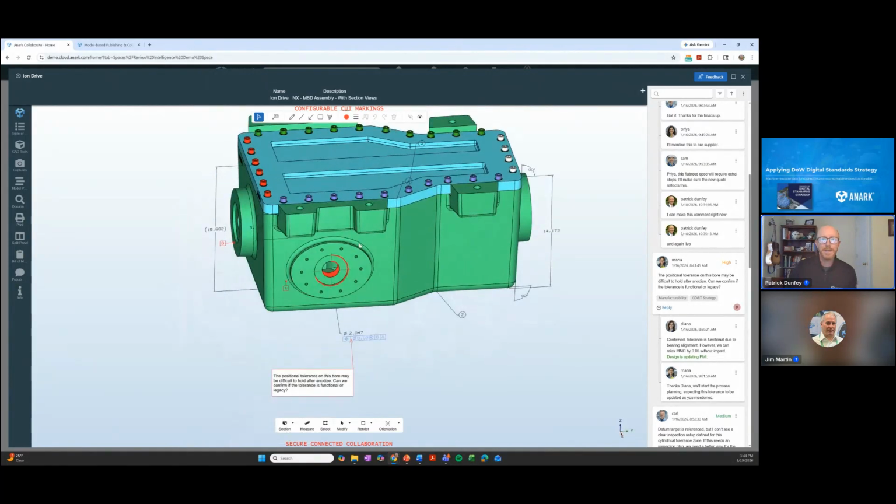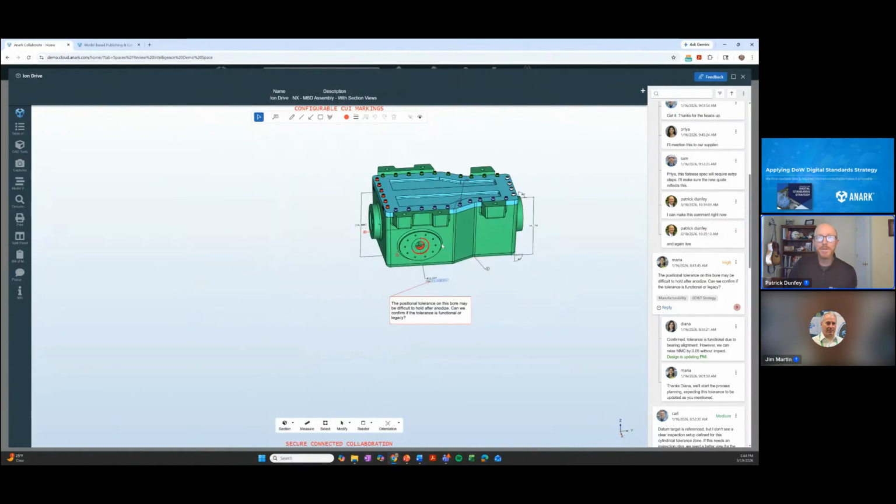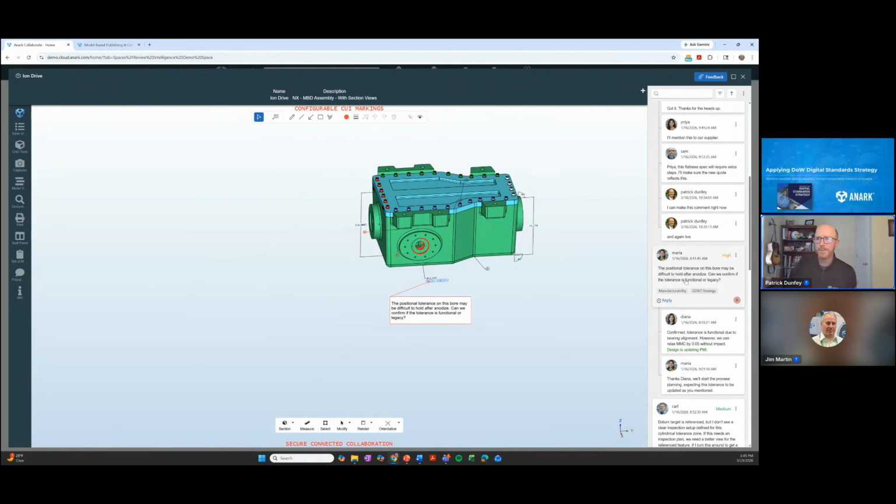Let me move this. I have two monitors, so I actually have to move this around so I can see it. And we can talk about the positional tolerance on the bore as the manufacturing engineer and provide feedback, and talk about whether or not this will work with anodizing. Do we have to go somewhere else, do something else? How do we do this?